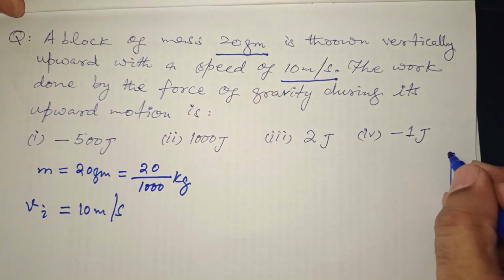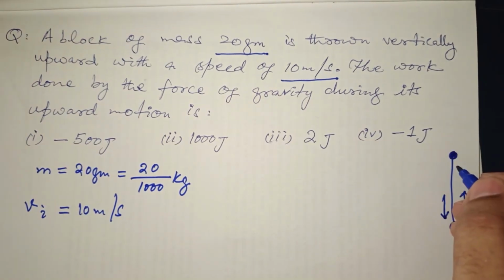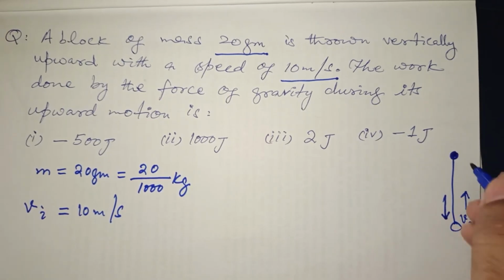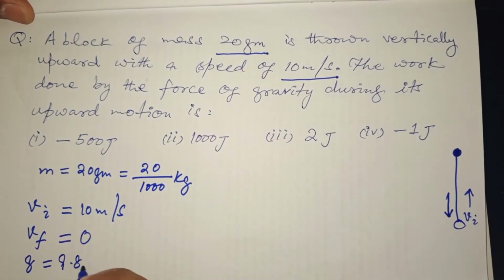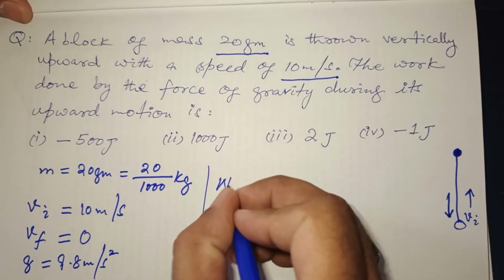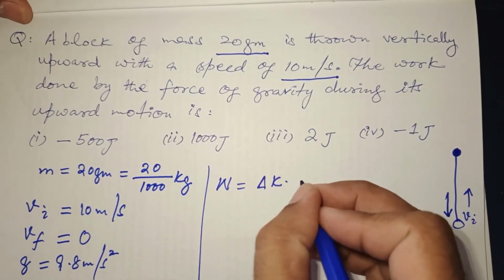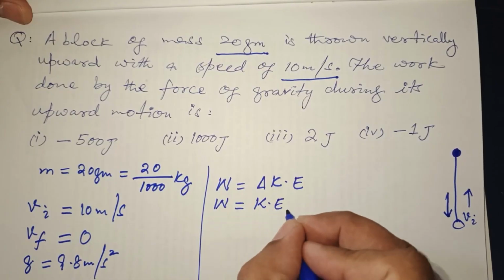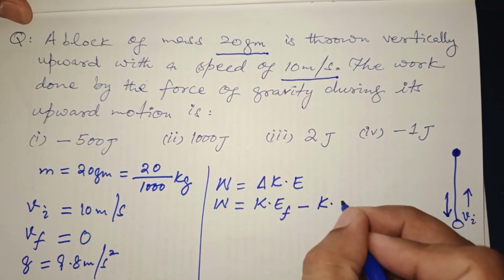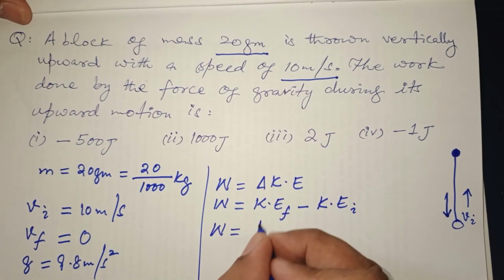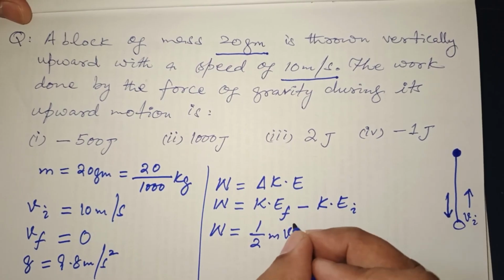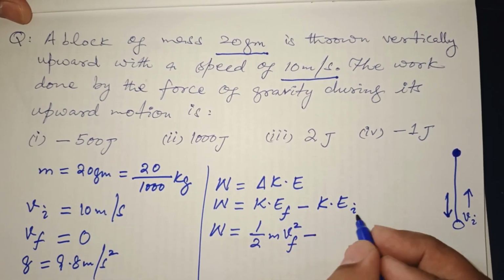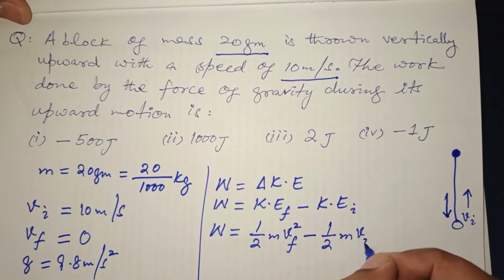When this reaches its highest point, its velocity will become 0 because it stops further moving, and then it will go back downward. So Vf will be 0. G is 9.8 meter per second square. Work done will be equals to the change in kinetic energy. Means what? Kinetic energy final minus kinetic energy initial. The formula of kinetic energy is half mv square. So in case of final velocity, half mvf square. In case of initial one, half mvi square.